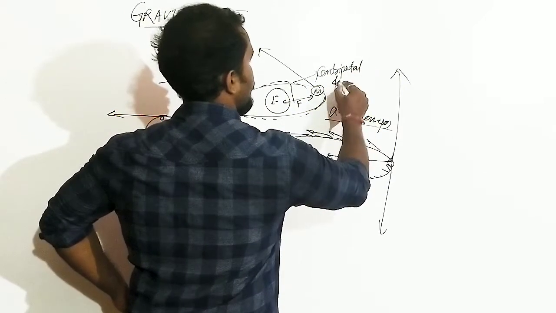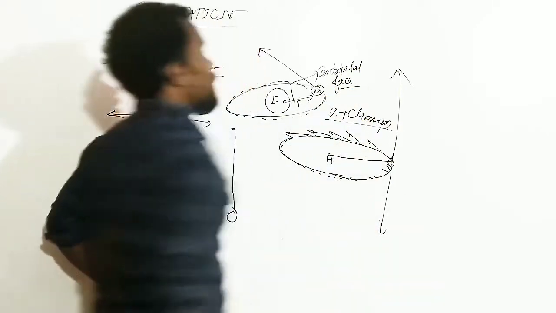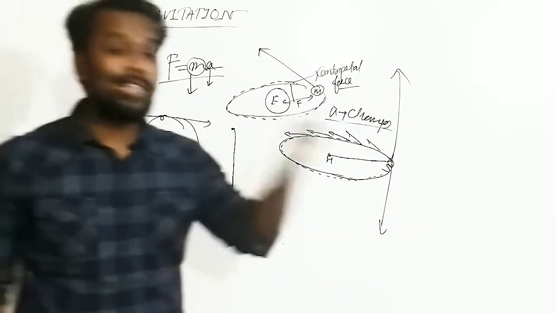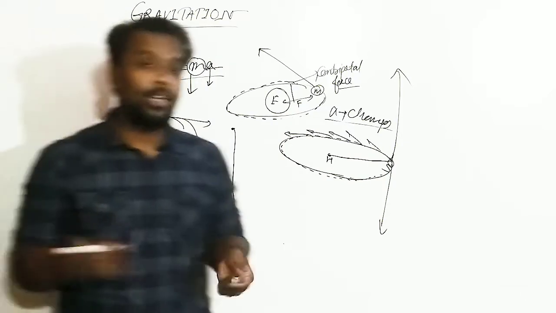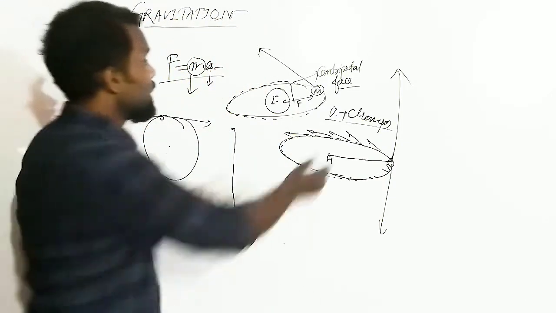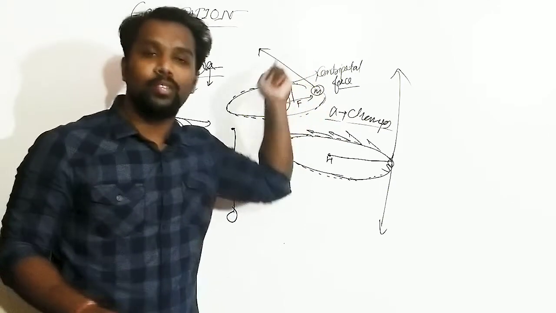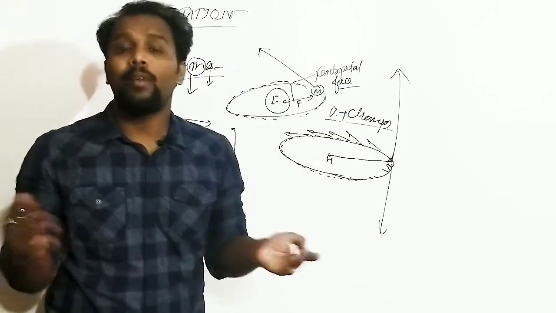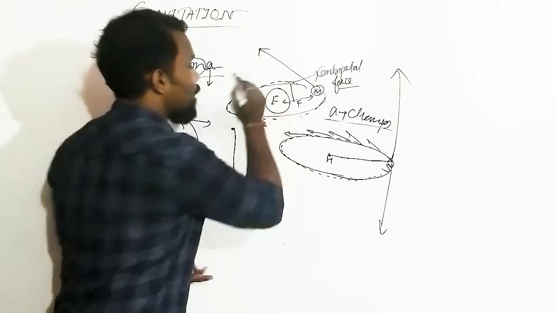Centripetal force. That centripetal force is also known as center-seeking force. What does it mean by center-seeking force? Because it has a tendency to move towards the center. And in this case, while the moon was continuously revolving around the earth, what was the center? The center was nothing but our earth. Right or wrong?